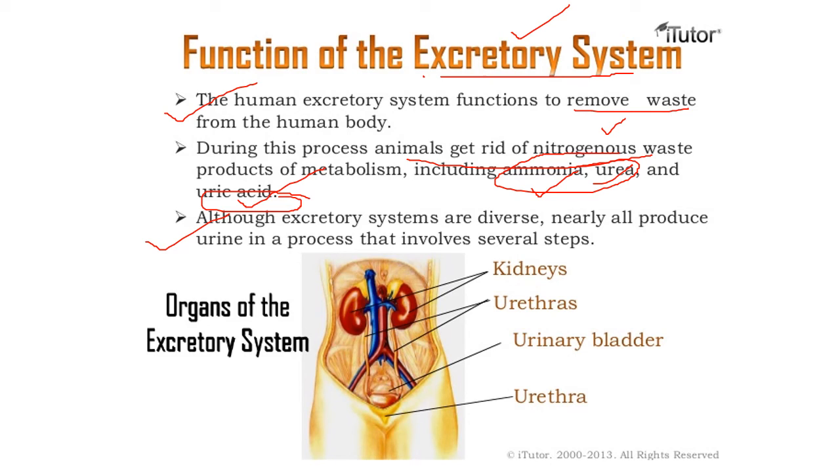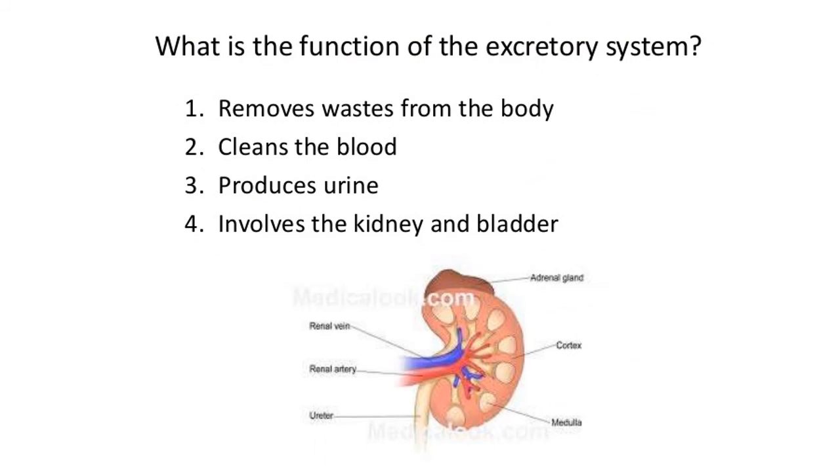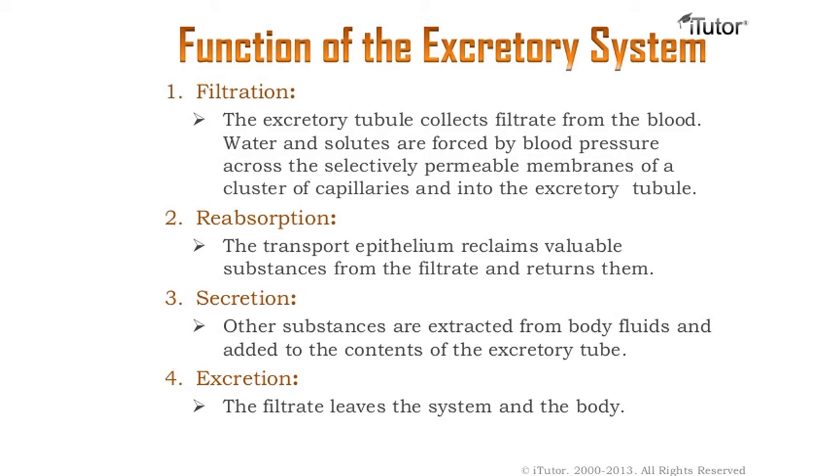All the excretory systems are diverse. Nearly all produce urine in a process that involves several steps. So this is the location in our body. For example, this is our body. So here are the kidneys, the ureters, the urinary bladder and the urethra. You can see here, this is the urinary bladder and the opening is called the urethra. Functions of the excretory system: remove waste from the body, clean the blood, produce urine, involving the kidney and the bladder. In other terms, the filtration process occurs here.